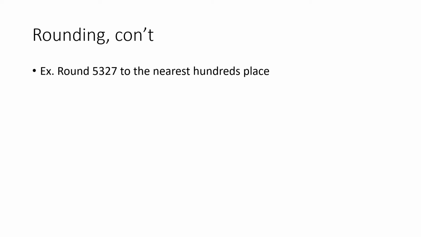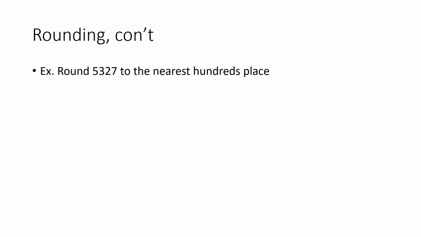Let's look at another example. So here we're going to round 5,327 to the nearest hundreds place. So take a minute, before we even look at rounding, and try to figure out what the place value of each of these numbers is. Right? 7 is in the what place, 2 is in the what place, 3 and 5 and so on.